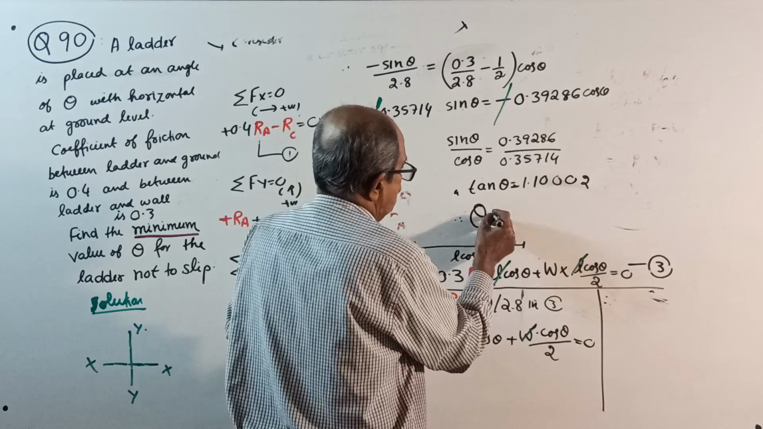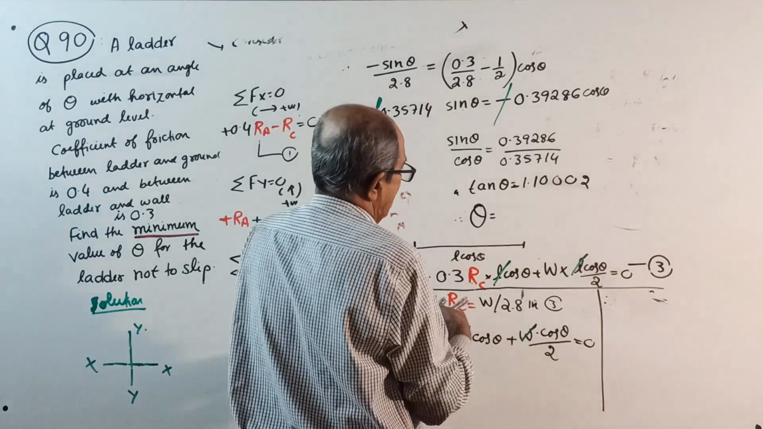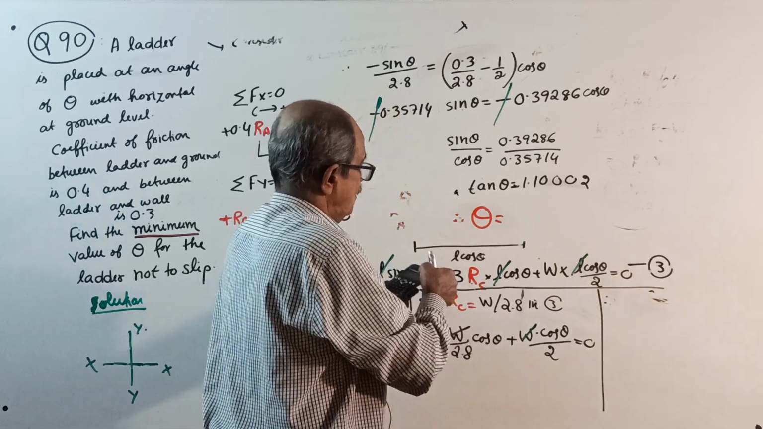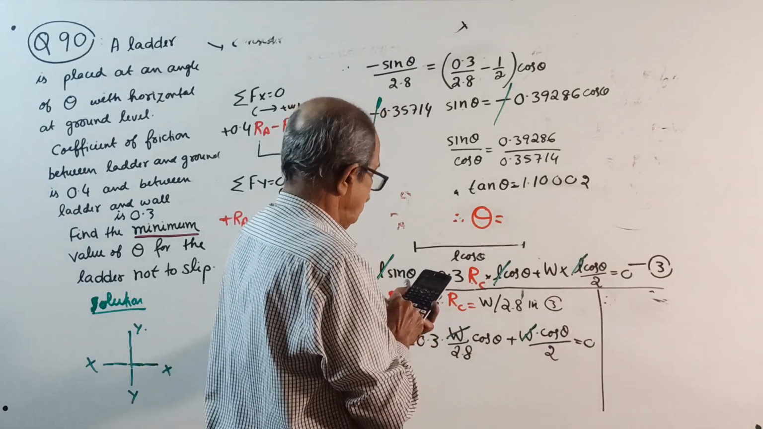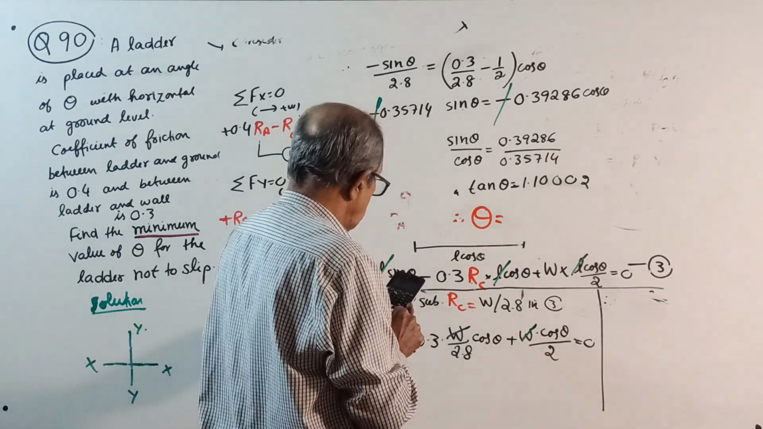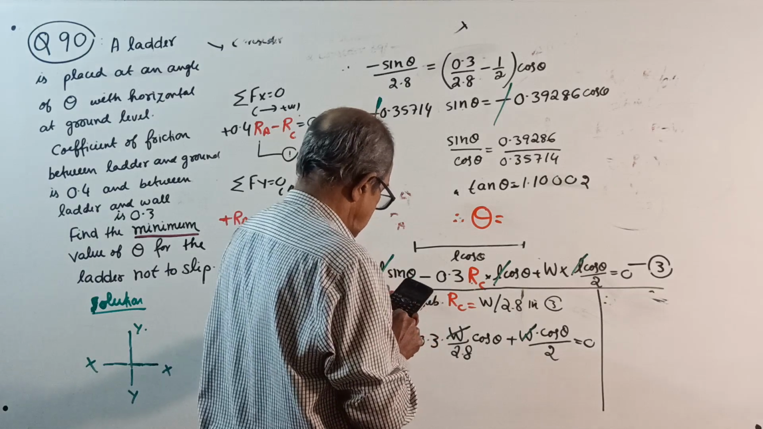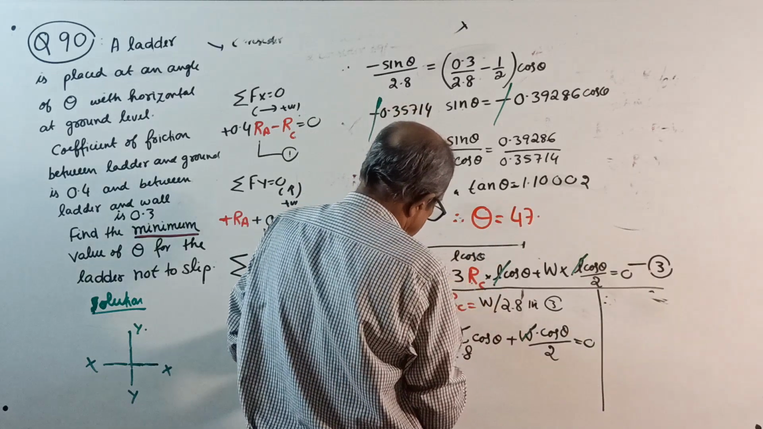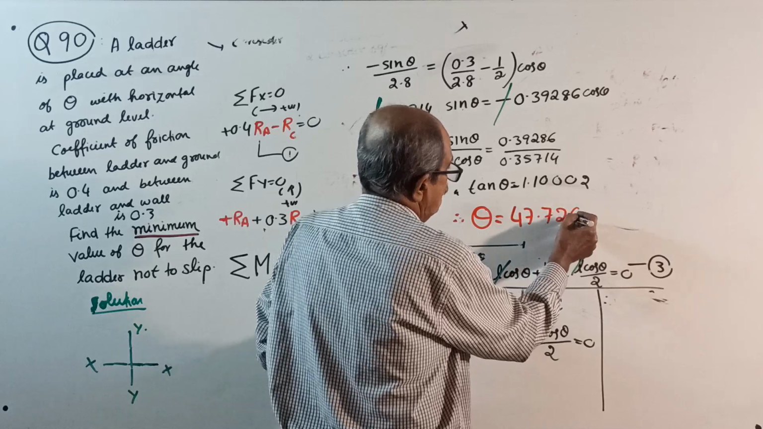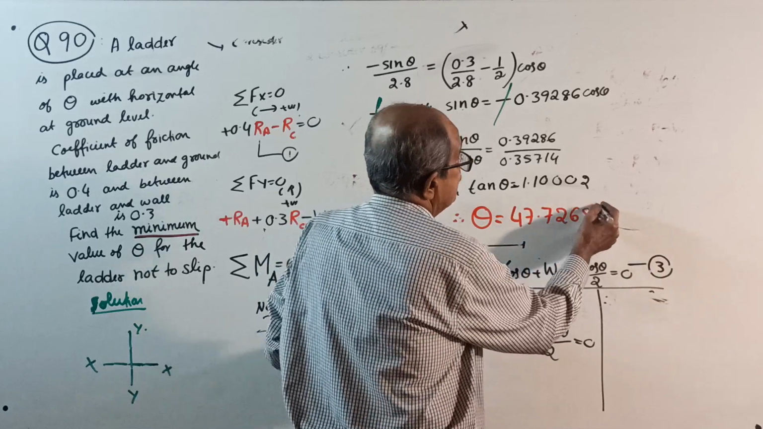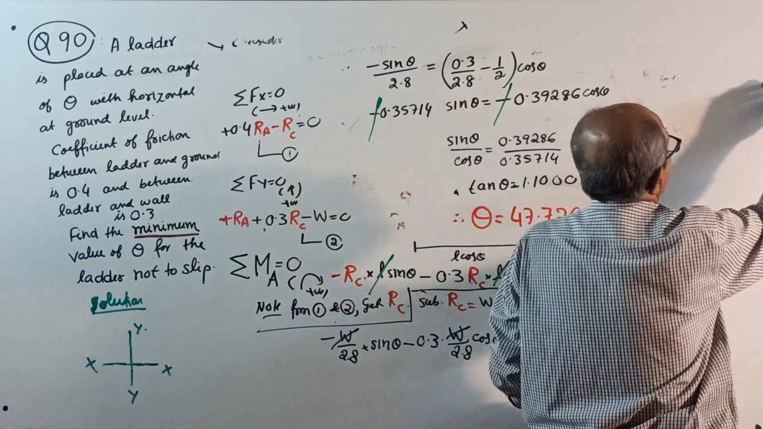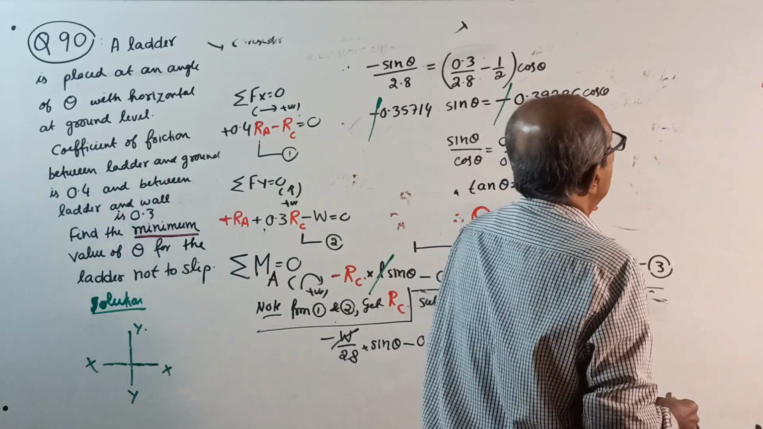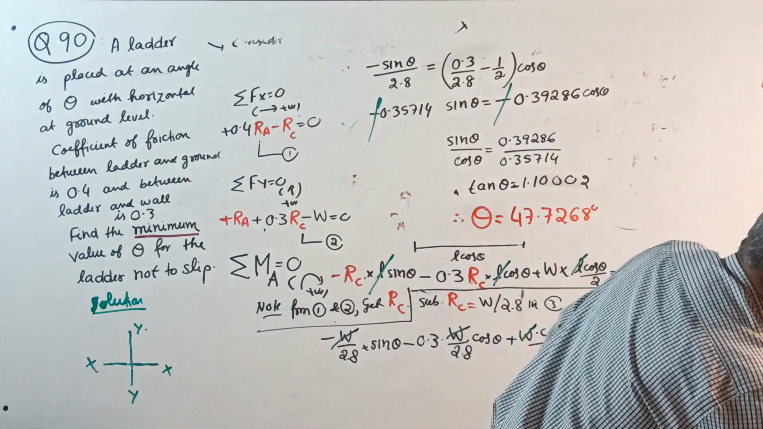Therefore, your unknown theta equals 1.10002, shift tan inverse of the answer, which gives 47.7268 degrees. I will make a note here: 47.7268 degrees. That is the value of theta.